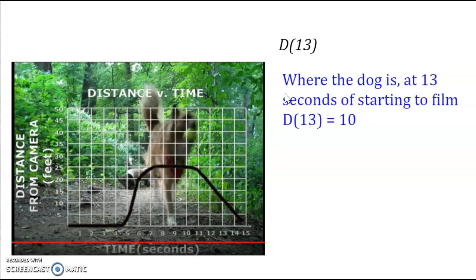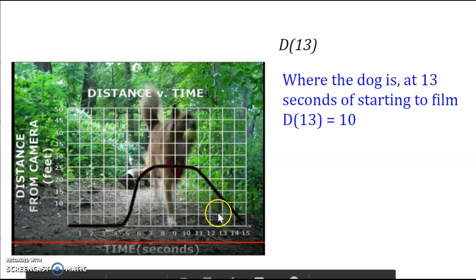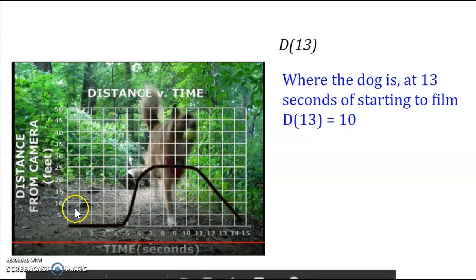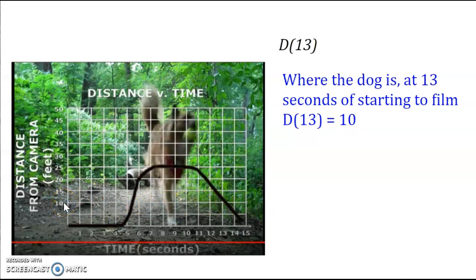It's really asking where the dog is at 13 seconds starting from the time they started to film. So D of 13, at 13 seconds, the input is 13, and we're looking for the output. At 13 seconds, we go up from here, and we see the graph is crossing right here, and then we go across, and it's about 10 feet. So at 13 seconds, the dog is about 10 feet away from the camera. That's what we are told.